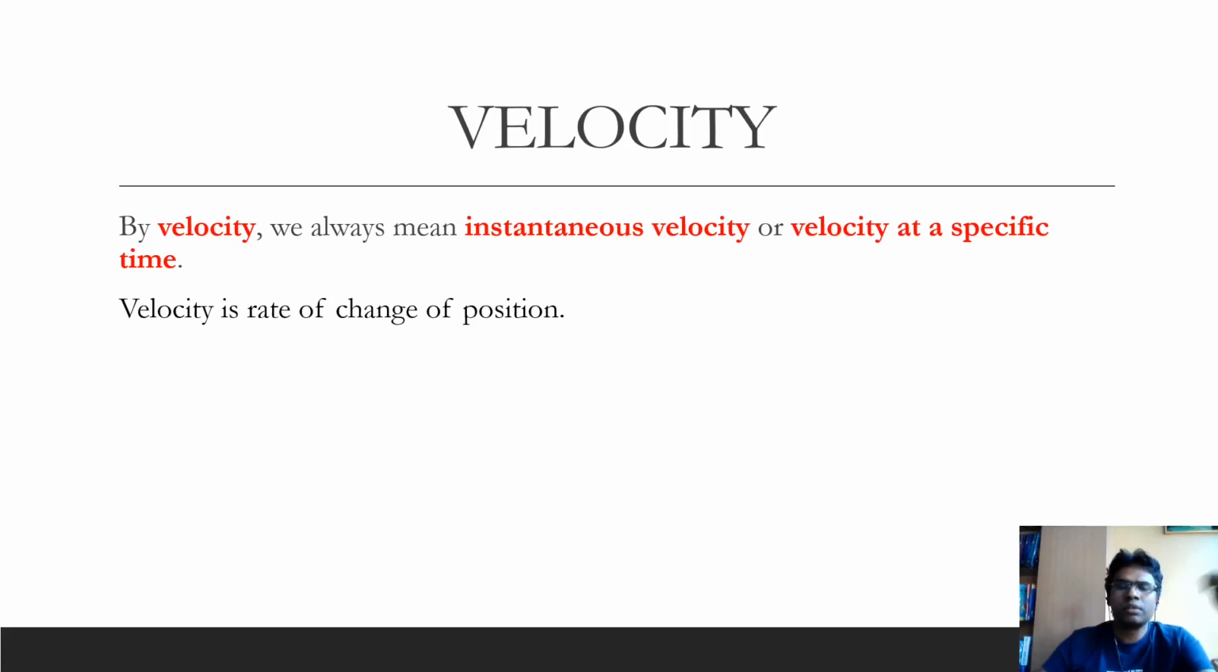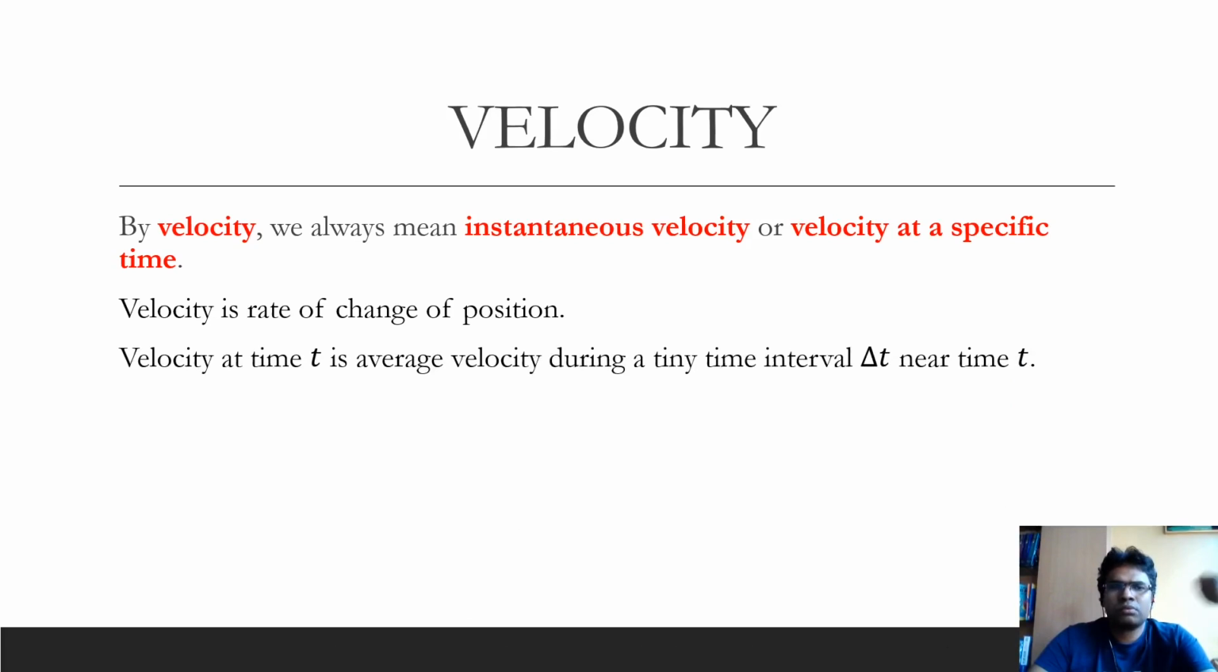To resolve the paradox involved in understanding the velocity of a particle, we take the help of average velocity. If you look at how velocity at a specific time t is calculated, we take the average velocity during a tiny time interval, let's say delta t, near the time that we are interested in.